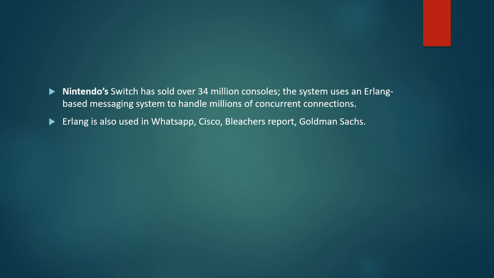In the past, Nintendo Switch has sold over 34 million gaming consoles, and the system uses an Erlang-based messaging system to handle millions of concurrent connections, and even Facebook uses Erlang in their servers. And Erlang is also used in WhatsApp, Cisco, Bleacher Report, and Goldman Sachs.